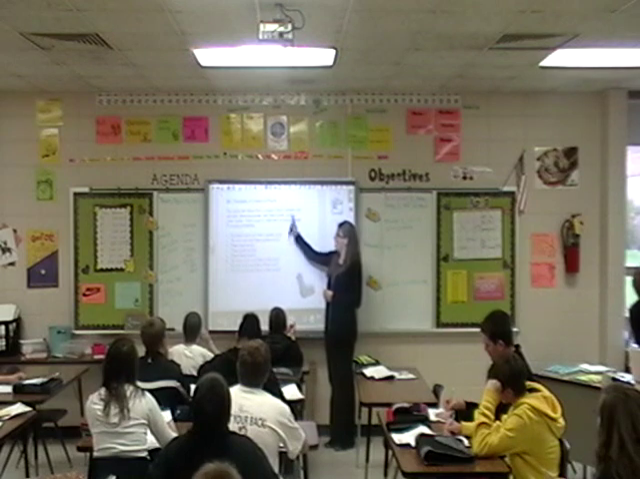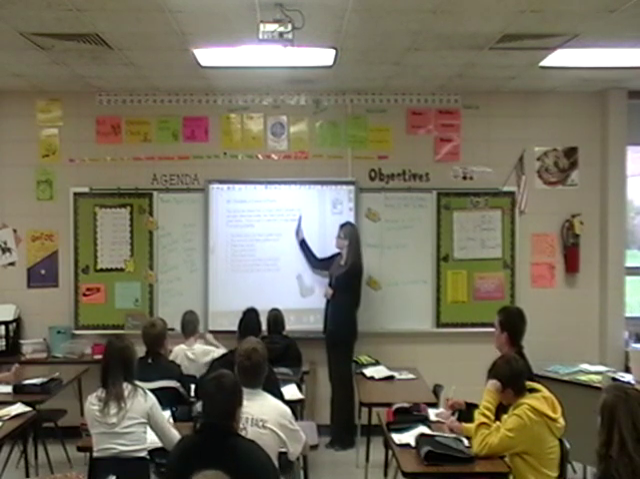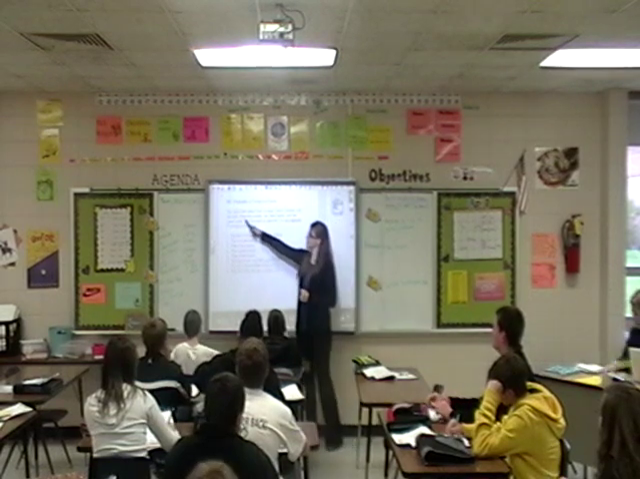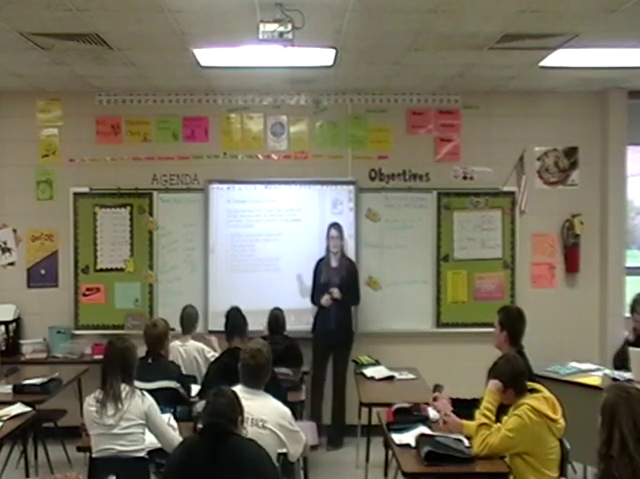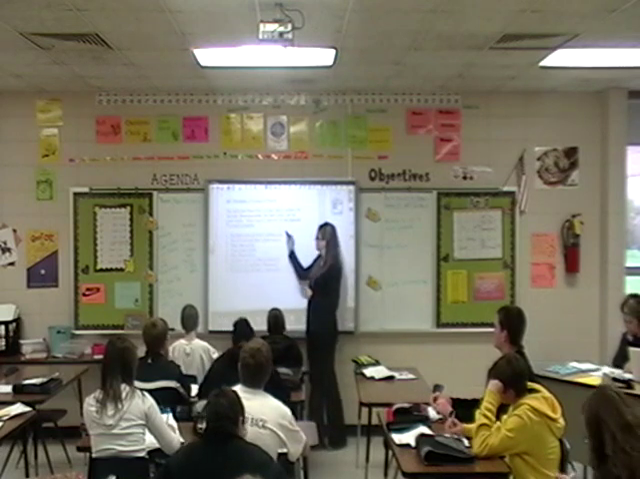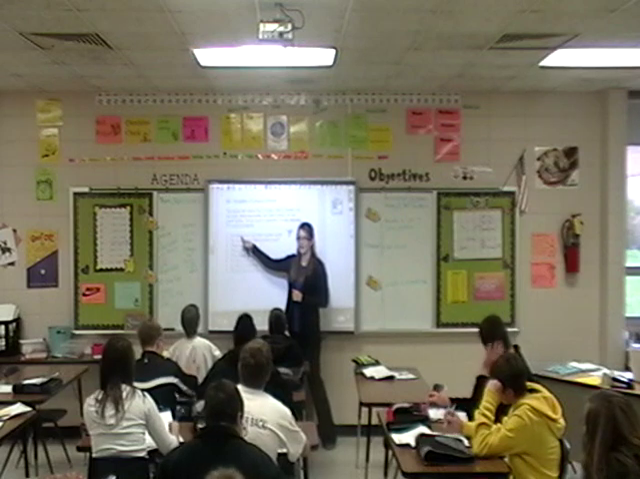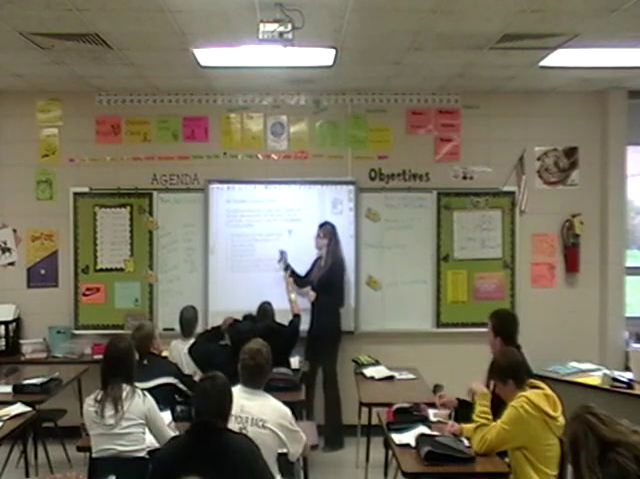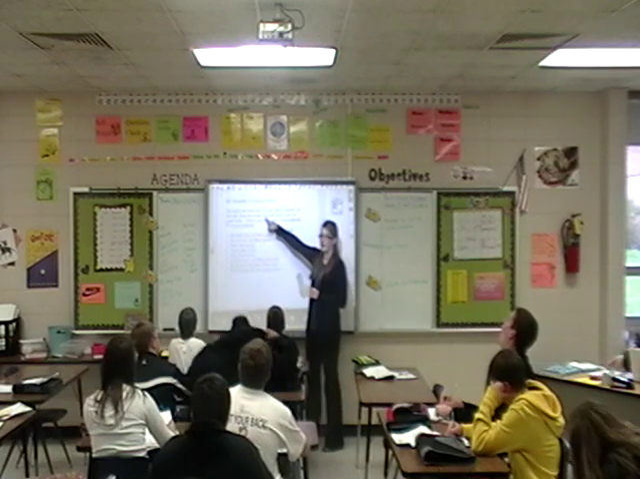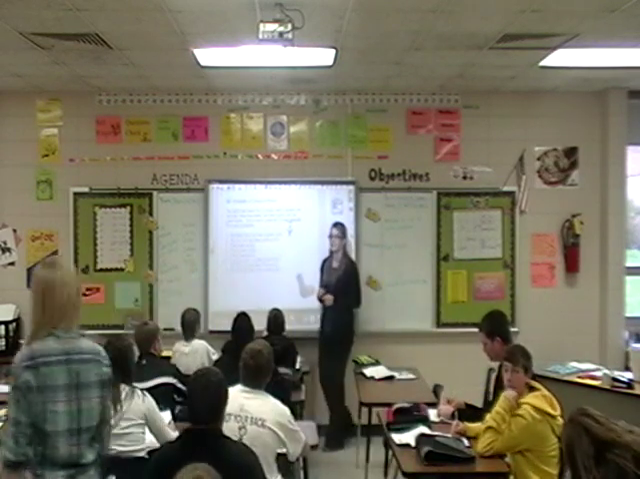First off, how many total socks do we have? We got 1 plus 3, 4 plus 2 plus 2 gives us 8. So, for the first part, our probability of getting a black sock, how many black socks do we have? We have 2 black socks. We take 2 over our total number of socks.